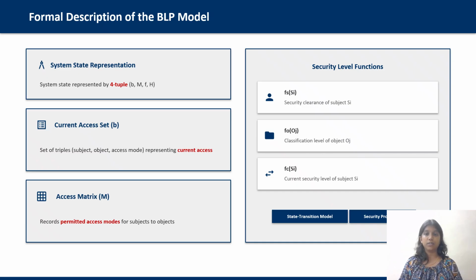Next are the security level functions. We have already seen f_C(s_i), which means the function of the subject, and f_O(o_j). Here f_C is the security clearance, and it can also be represented as f_S, which shows the security clearance of subject s_i, and f_O(o_j) represents the classification of object o_j. So f_C(s_i) is the current security level, and f_S(s_i) is the security clearance. So the difference between f_S and f_C is that f_S is the security clearance and f_C is the current security level. This is what provides the transition model and also gives security to the file.